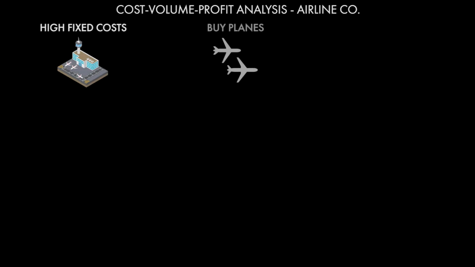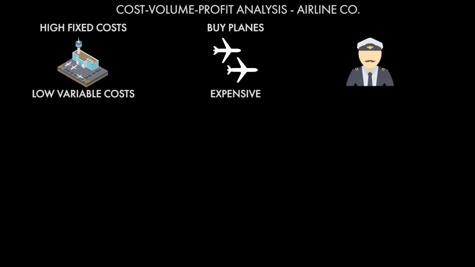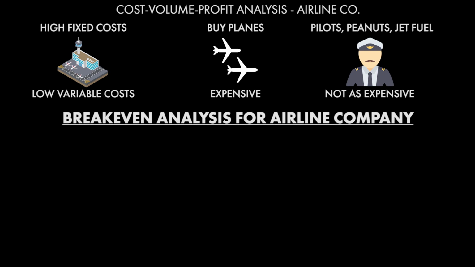Let's say that I run an airline company. You see, airlines have very high fixed costs. In order to run an airline, you have to buy a lot of planes. Planes aren't cheap. However, they have low variable costs. While pilots get paid a good amount, relative to the big planes they fly, they're not that expensive. So pilot salaries and the peanuts they feed you and the jet fuel really isn't that much money when it comes down to buying a plane. So this will be a very good example of what a break-even analysis should look like for an airline company.